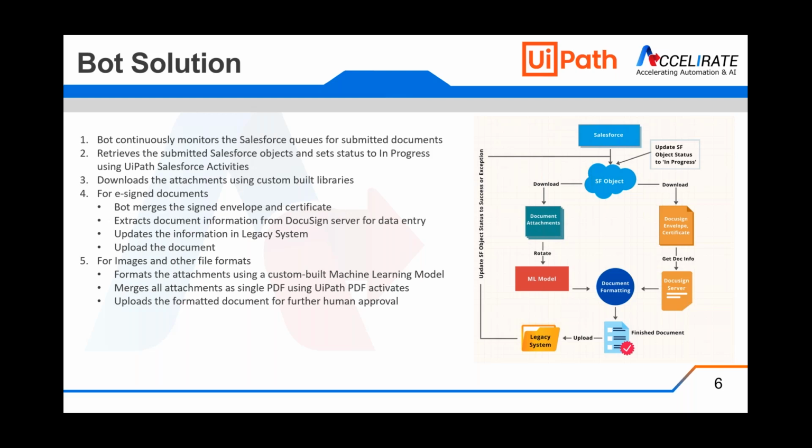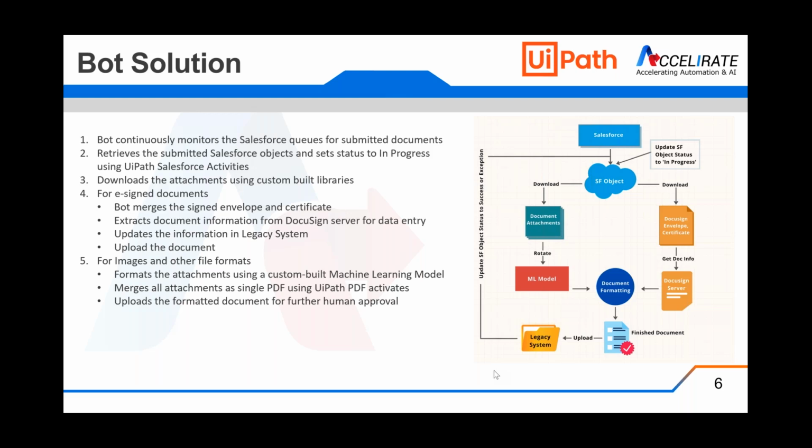So the solution we have implemented is: the bot continuously checks the live report in Salesforce for documents submitted, retrieves the report using UiPath Salesforce activities, and adds them to the bot's working table. For each document object or record, the bot sets the status to in progress using UiPath Salesforce activities. The bot downloads the attachments in the order received. And for e-sign documents, the bot merges the signed envelope and certificate using UiPath PDF activities, extracts the document information from the DocuSign server, uploads the document, and updates the information in the legacy system.